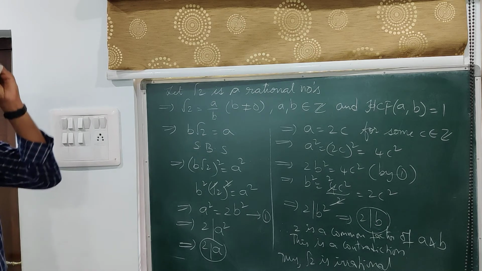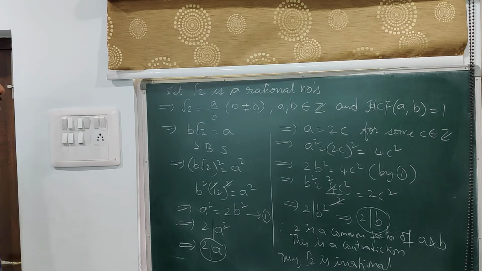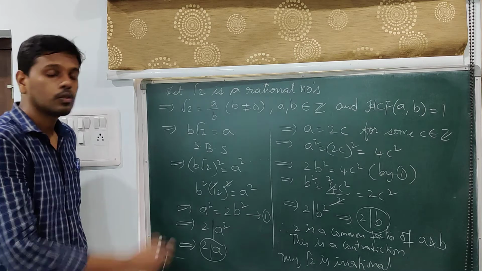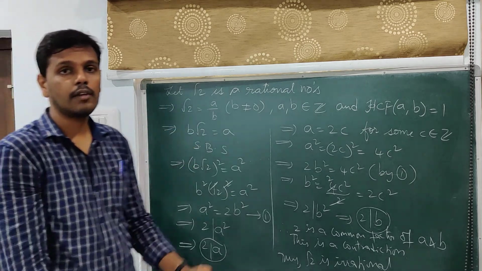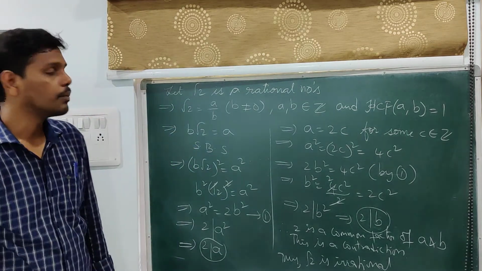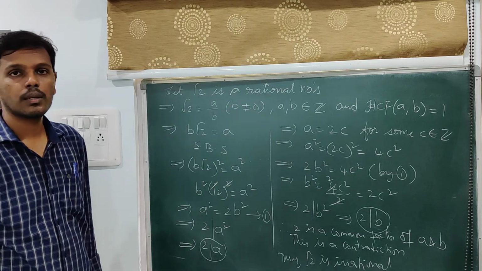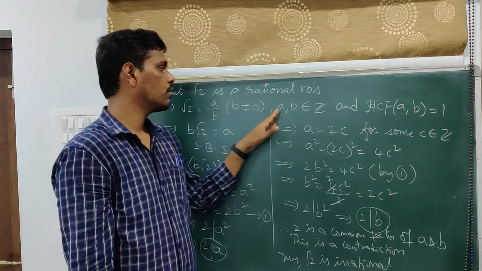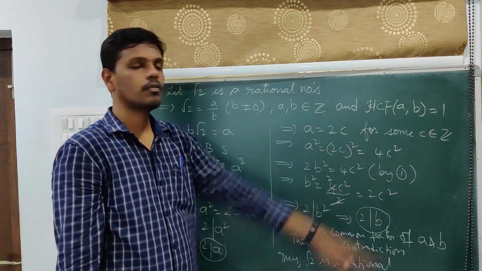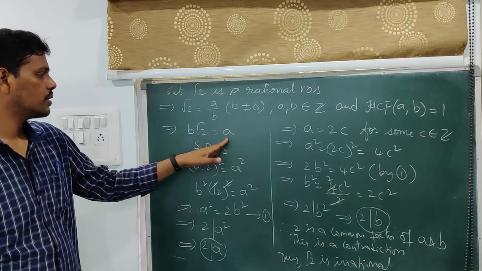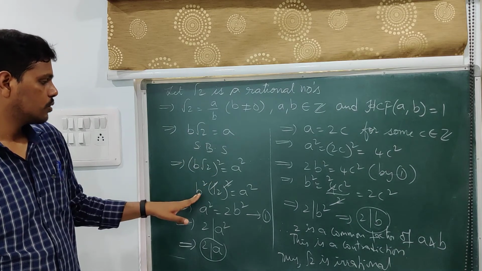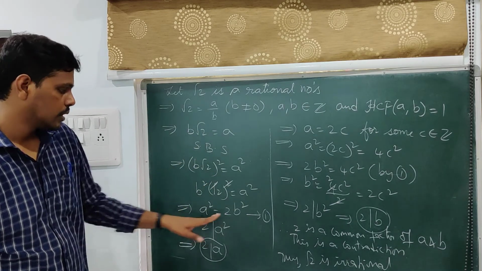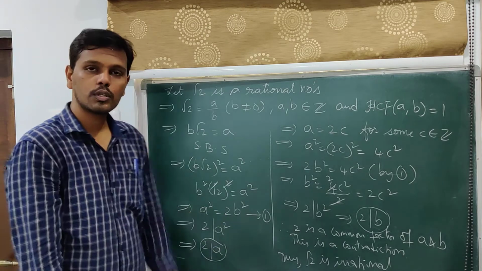So once again I repeat it. We have to prove that root 2 is irrational. So I have assumed that root 2 is a rational number. Since root 2 is a rational number, I can write as per the definition that it is of the form a by b, where b is not equal to 0, a and b are integers, and HCF of a and b is 1. Now cross multiply and square it. Now you have a square is equal to 2 into b square.